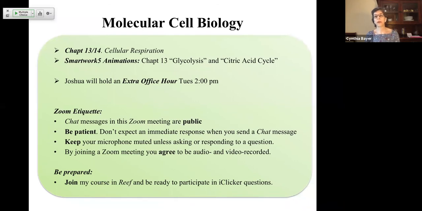And they go through the citric acid cycle. And then there's also animations of the electron transport chain and ATP synthase, which we will be talking about later this week. So I'll remind you to take advantage of those animations, really nice additional way of looking through the processes that we're covering in this chapter.